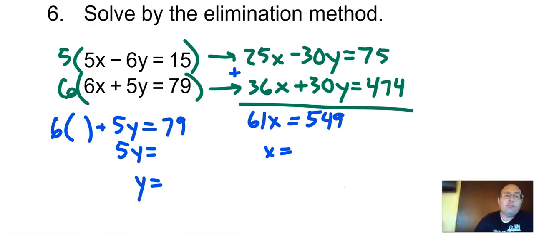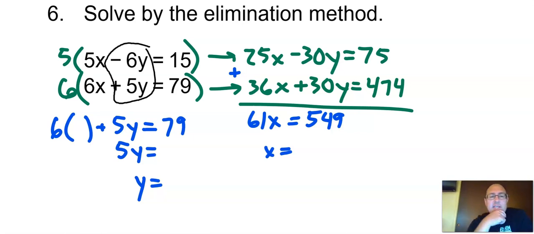What happens if there's not just one number I need to multiply by? What if there's nothing cool for the x's to use, there's nothing cool for the y's to use? So I focused my attention right here. I wanted to make them either 30y or negative 30y. So I chose to multiply the top by 5 and chose to multiply the bottom by 6.